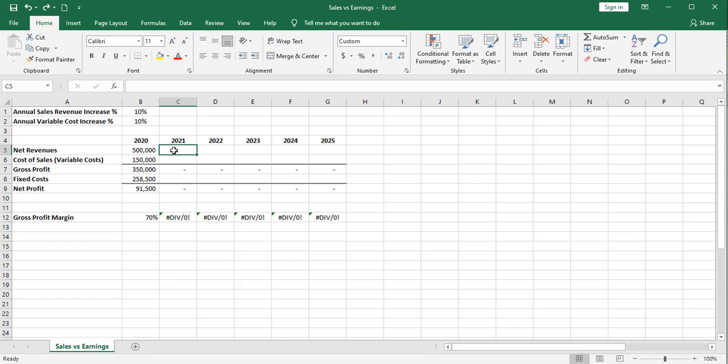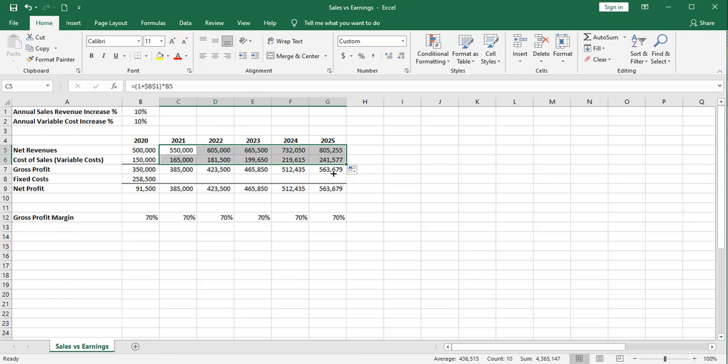So let's put a formula in here of 1 plus this rate, and I'll fix that cell, and multiply by the previous year's sales. Let's do the same thing with costs: 1 plus this percentage increase, fixed, and then we'll multiply that by the variable costs. And we'll fill those formulas right across.